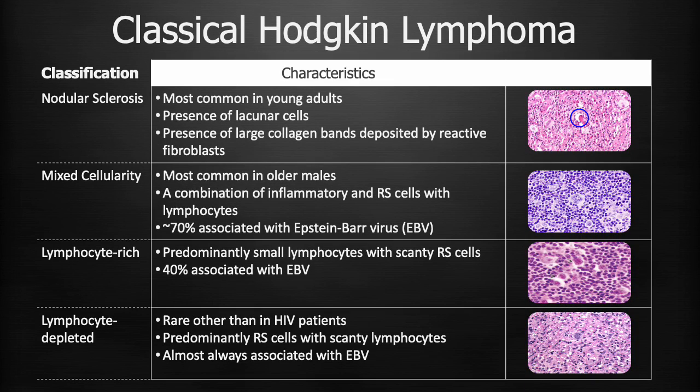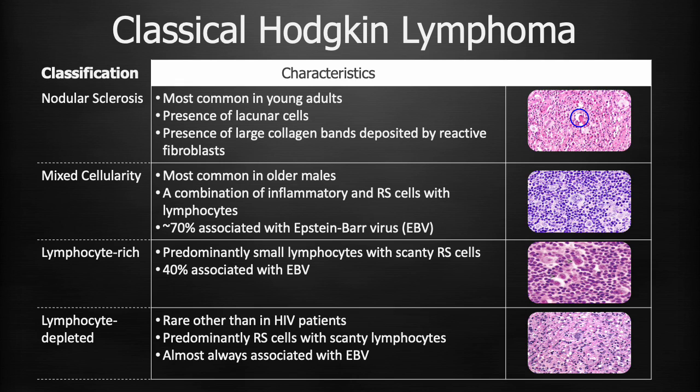The World Health Organization divides Hodgkin lymphoma into two main subtypes. They are the classical Hodgkin lymphoma and nodular lymphocyte predominant Hodgkin lymphoma. Classical Hodgkin lymphoma is the more common subtype, accounting for about 90% of the cases. So classical Hodgkin lymphoma has four subtypes.